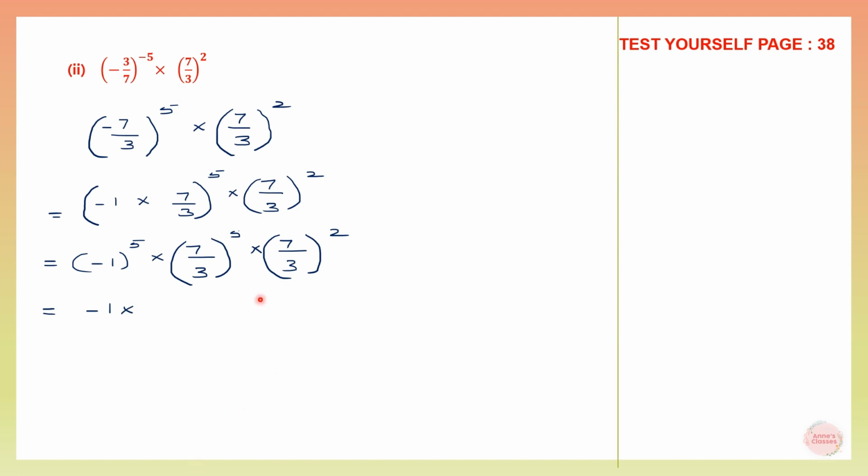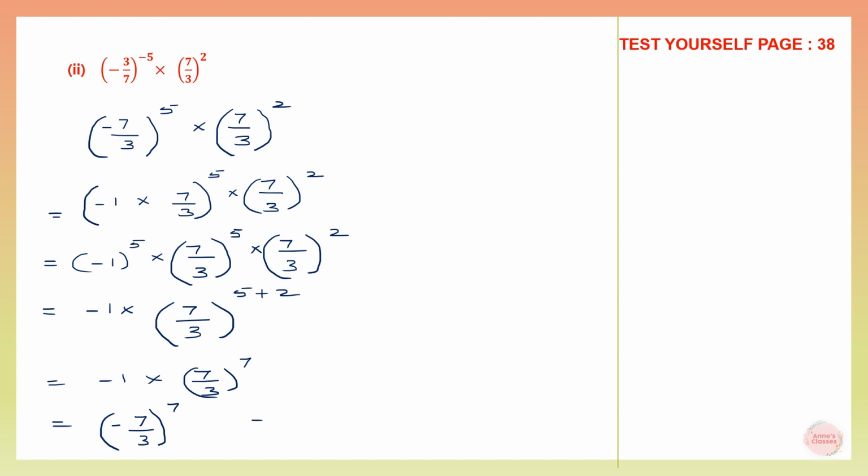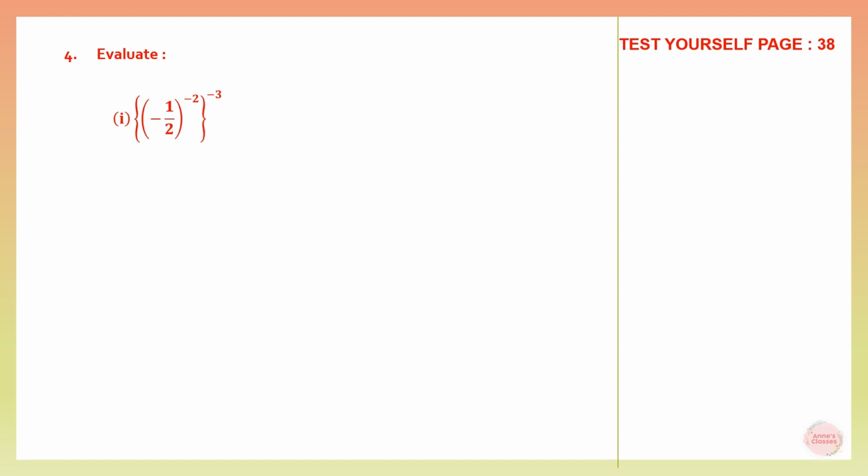Into, now here we can add up the powers because now the base is the same. So let's write 7 by 3 raised to the power of 5 plus 2. So this becomes minus 1 into 7 by 3 raised to the power of 5 plus 2, which is 7. So minus 1 into this becomes minus 7 by 3 raised to the power of 7. Or you can also write it as minus in the middle. Okay, minus 7 by 3 raised to the power of 7. This is our answer.